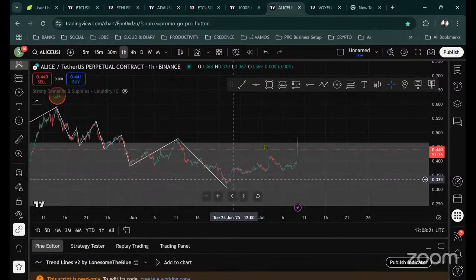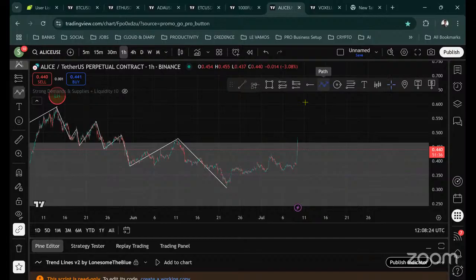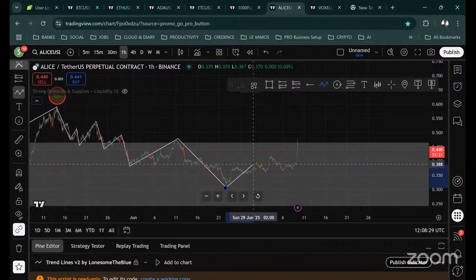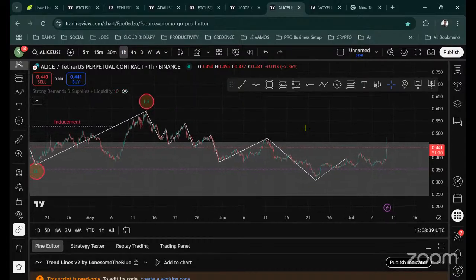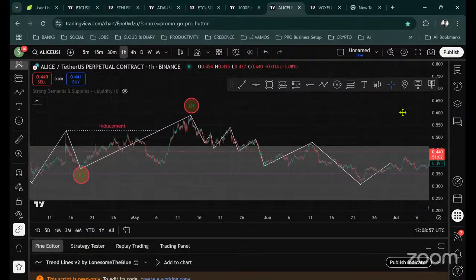If this is a valid point of interest, then it can be a correction. This is actually a bit confusing for me. You're trying to mark the structure on the lower time frame, right? Yeah, now it is the lower time frame.